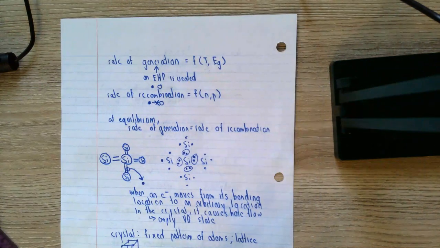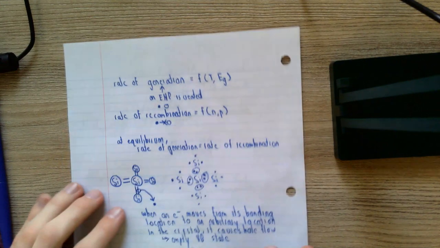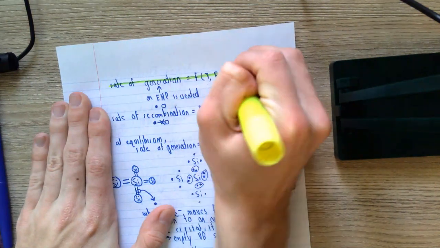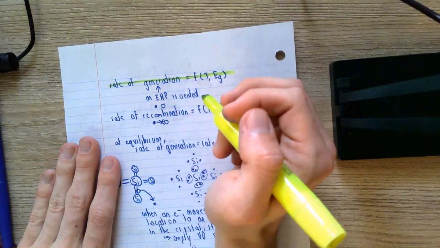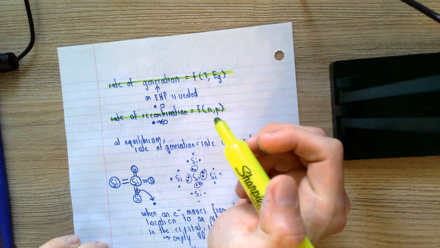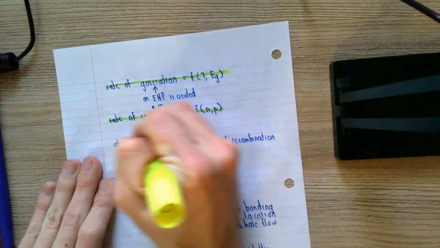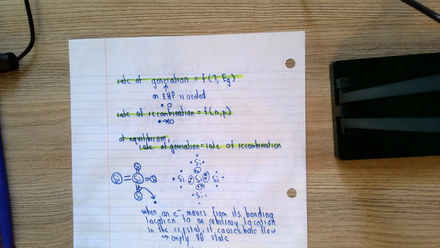And this is probably the most important thing from the second part of it. The rate of generation of electron hole pairs is a function of temperature and the band gap energy, whereas the rate of recombination is a function of the dopants. And so at equilibrium, these two rates are equal to one another. And that's the most important thing I'd say to take away from it.